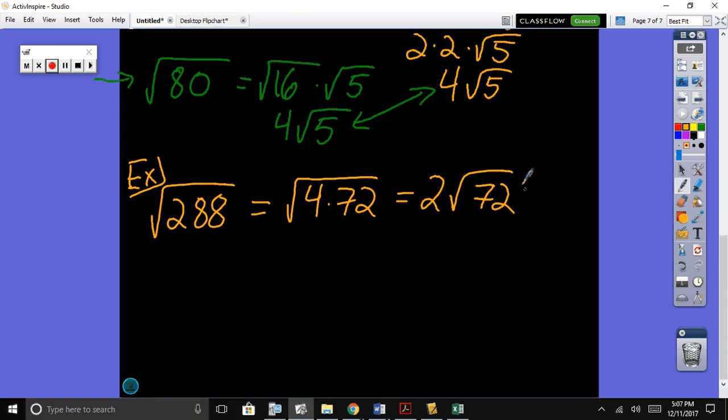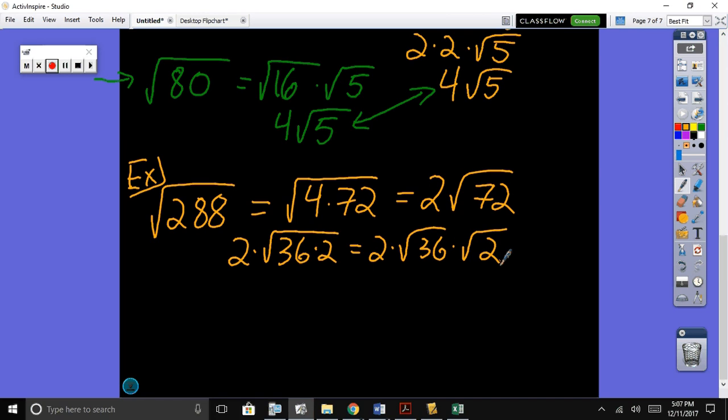But 72 also has perfect squares that go into it. So if we break that up more, we'll get 2 times 72 can be multiplied by 36 times 2. If we break that up to 2 times square root 36 times square root 2, and break this radical up to the 2 of them, then we get 2 times 6 times square root 2, which is 12 square root 2. Because 2 times 6 gives me the 12 right here. And the 6 came from the square root of 36.